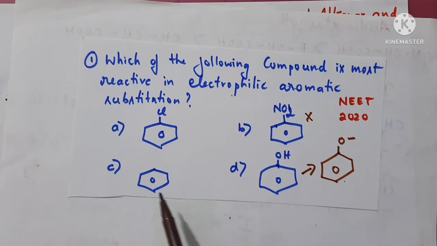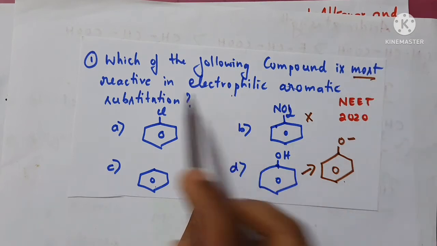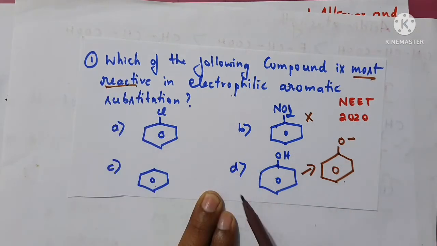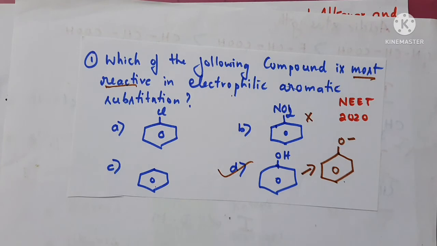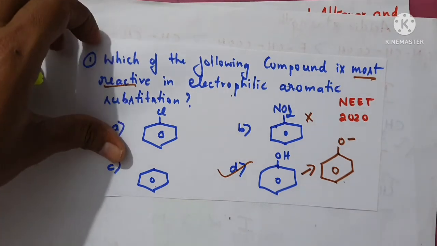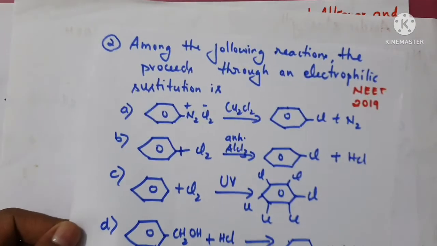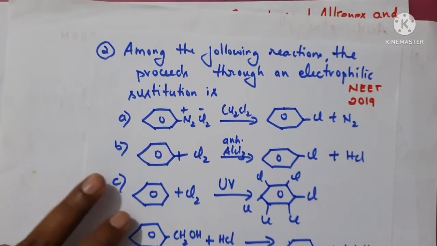And then we have benzene, and then we have chlorine. So the most reactive is going to be D. Hope you have understood this question. If you have any confusions, do comment and clear your doubts, children. We'll take one more question quickly. This is the last question in this video.